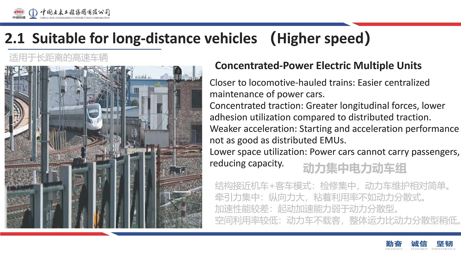Concentrated power electric units. Concentrated power electric trains resemble locomotive-hauled trains. They are easier to maintain because power is centralized. However, they have weaker acceleration, lower space utilization, and reduced efficiency compared with distributed systems.